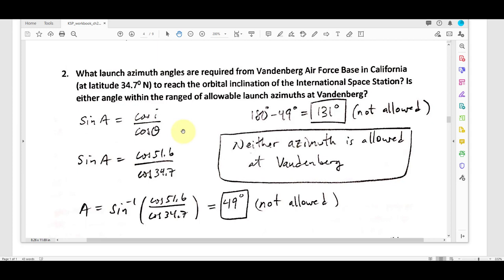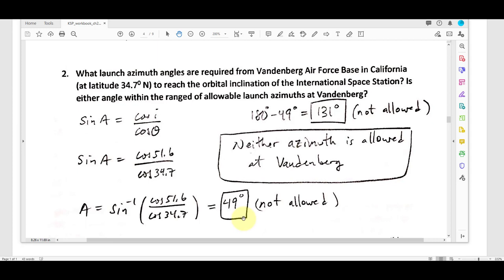Now we're looking for a target orbit inclination of 51.6 degrees. That's the inclination we want. We're starting at the latitude of Vandenberg Air Force Base in California at 34.7 degrees north. So putting that into the inverse sine, we get 49 degrees as the first solution from the calculator, using the definition of the inverse sine. We know that there would be another solution on the interval from 0 to 360. And physically, you can find any direction measured from north from 0 all the way around a complete circle back to 360.